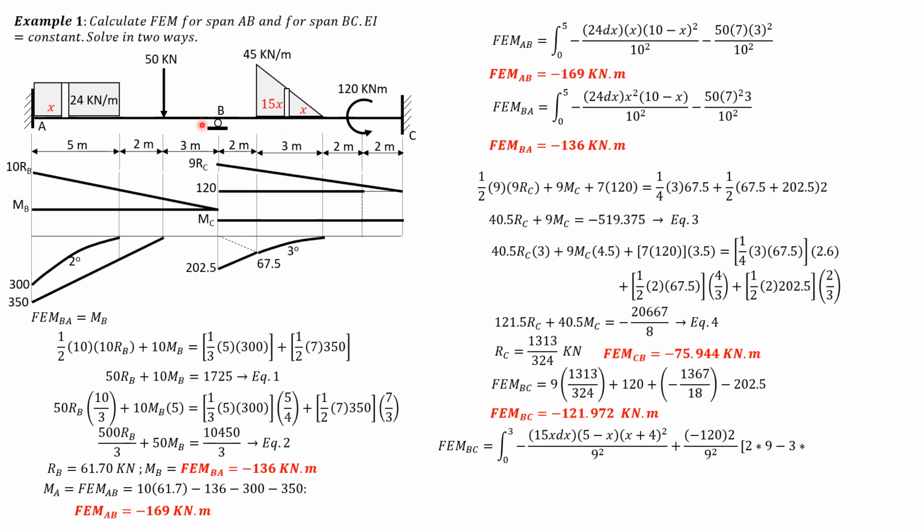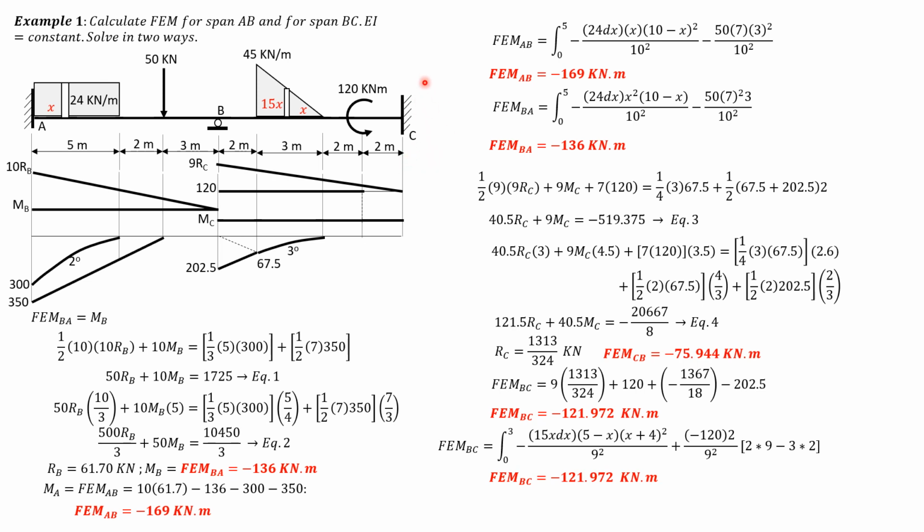So fixed end moment BC is the integral from 0 to 3, negative of quantity 15x dx. Its distance from the left, or A, is 5 minus x. Its distance from the right is x plus 4 quantity squared over 9 squared. Plus, because this is counterclockwise, using the formula, negative 120, B is 2, the distance of the couple load from the right, over L squared, 9 squared, quantity 2L minus 3 times 2. So computing, fixed end moment BC is negative 121.972 kilonewton meter.